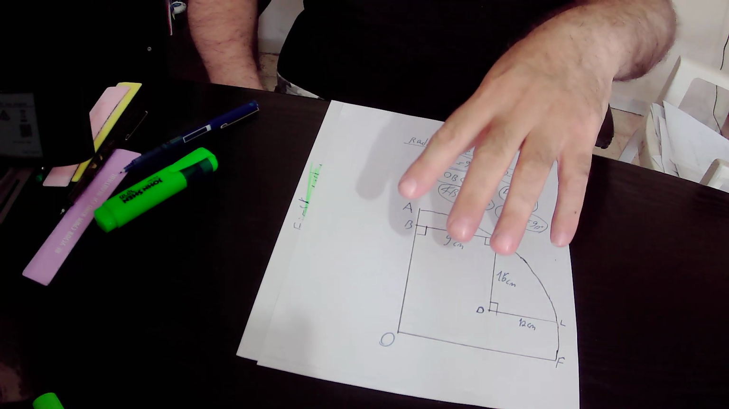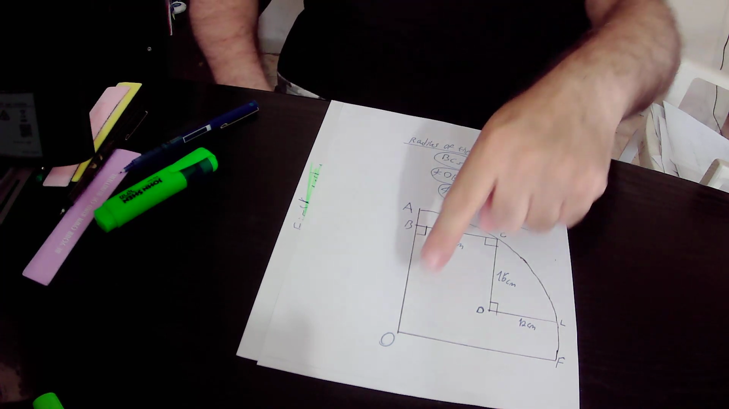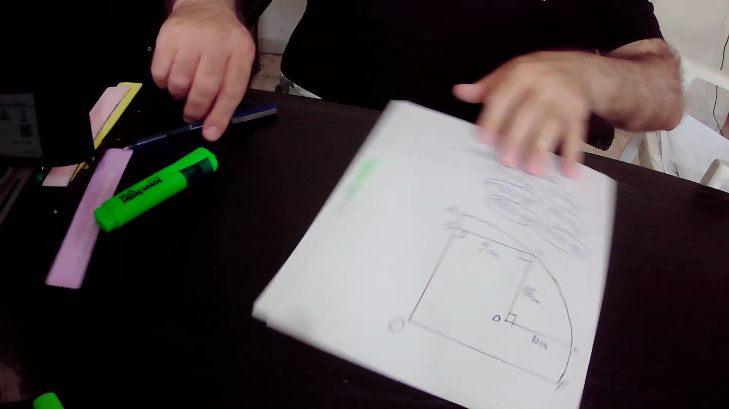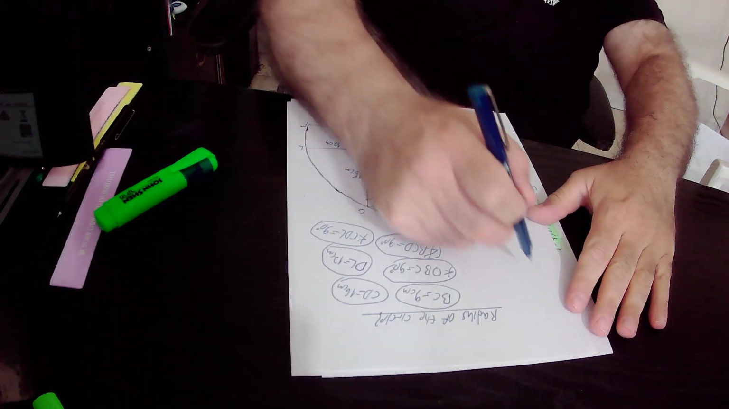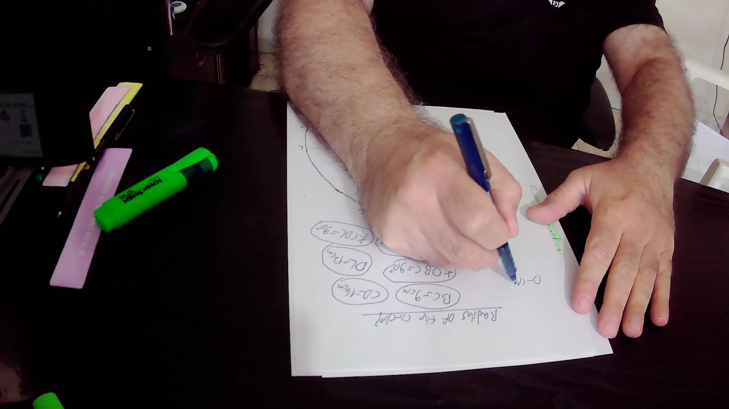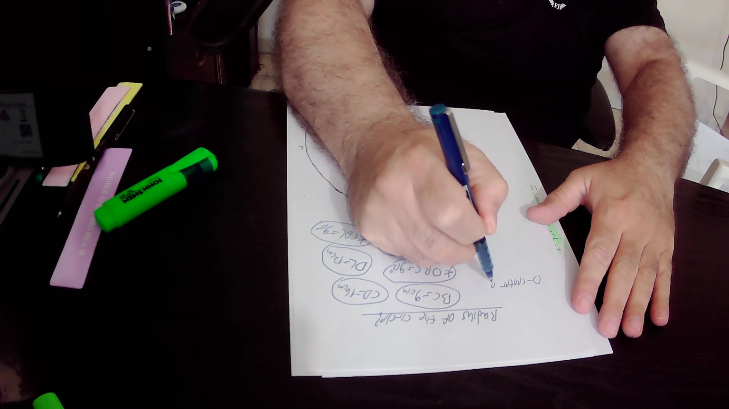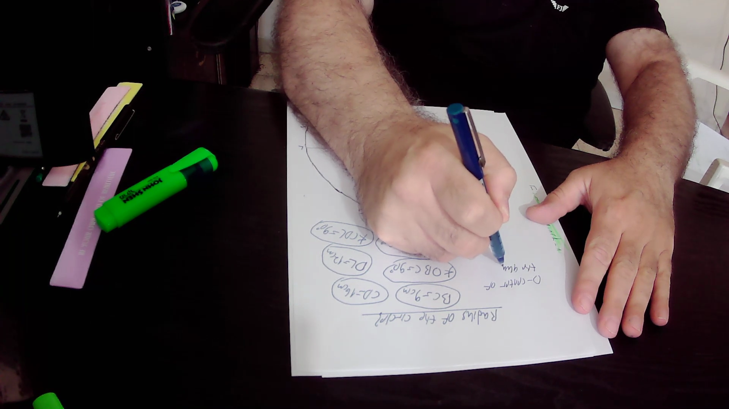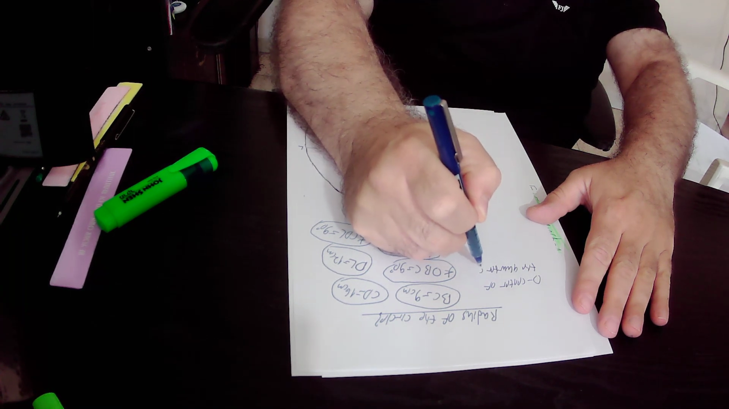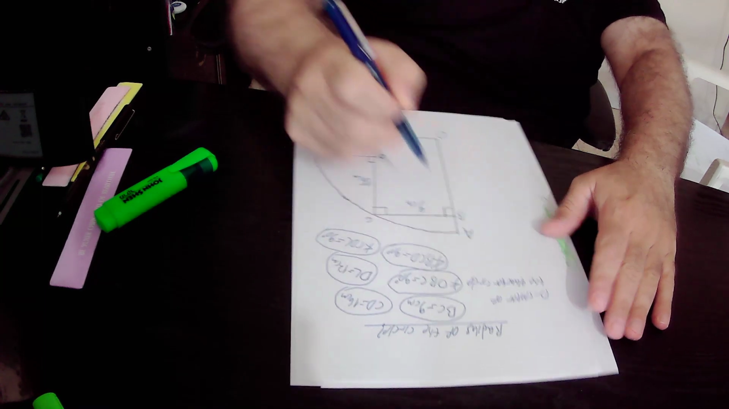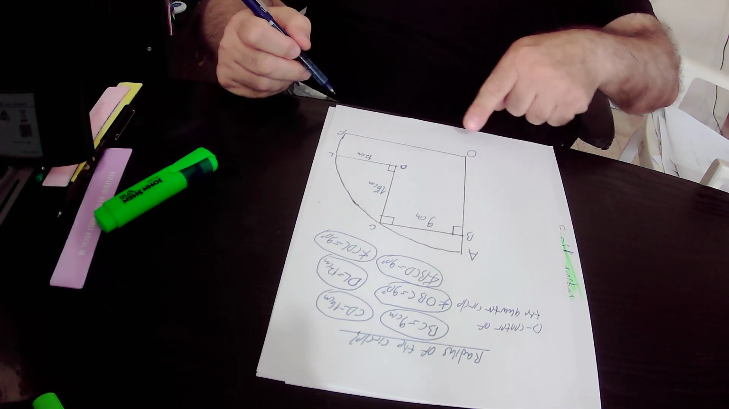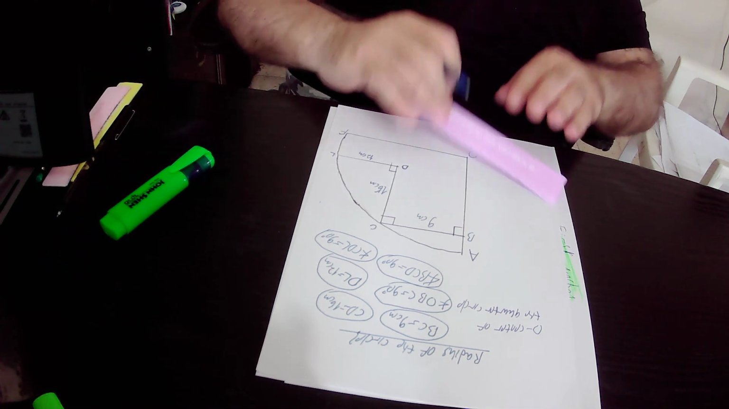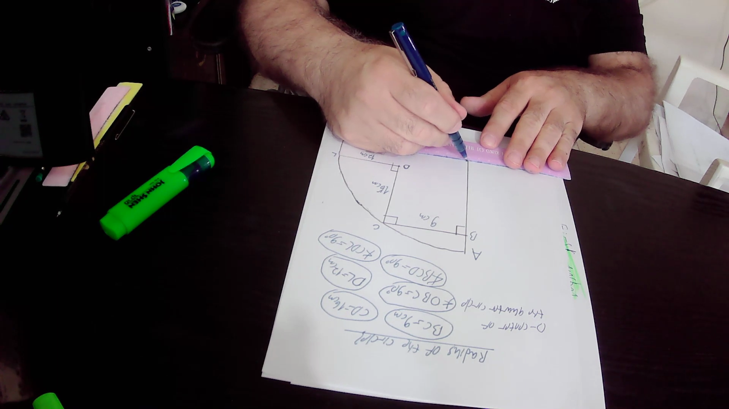Because this is a quarter circle, point O is the center of the quarter circle. So I write down that point O is the center of the quarter circle. And angle BOF is equal to 90 degrees. It is a right angle. It is true in any quarter circle.